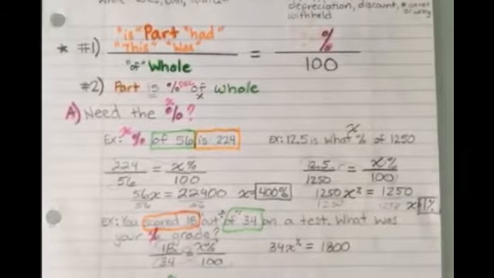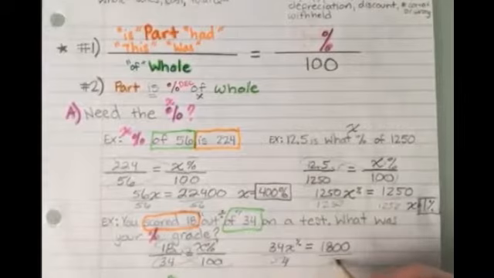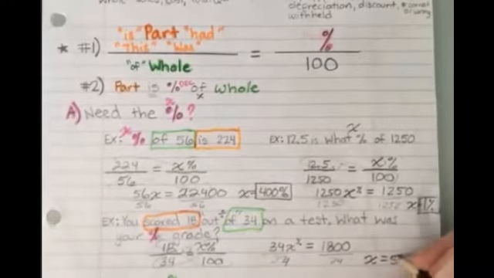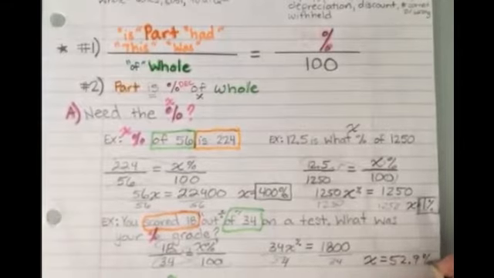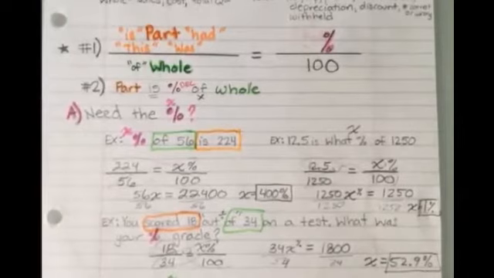Now you must get x by itself. In order to do that, you're going to divide by 34. Divide by 34, divide by 34. Your x then gets you 52.9%. That would not be an awesome score. That's not a score I would like.